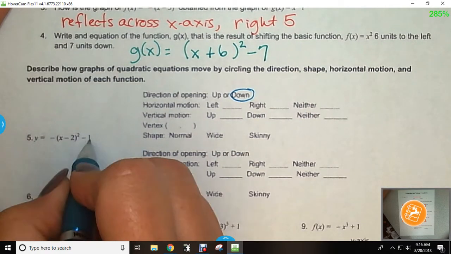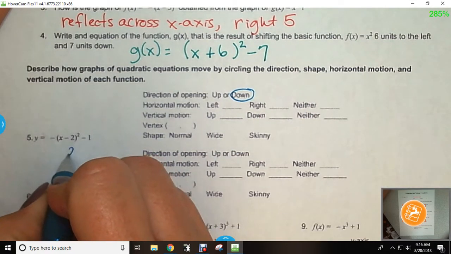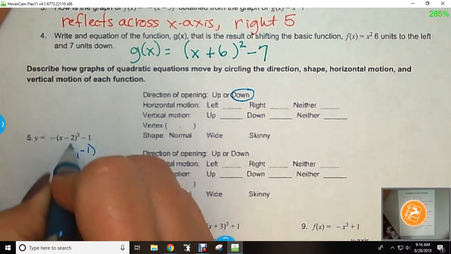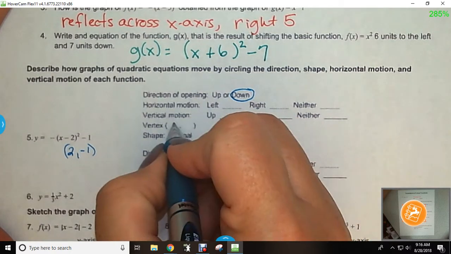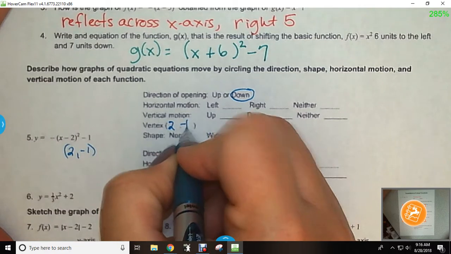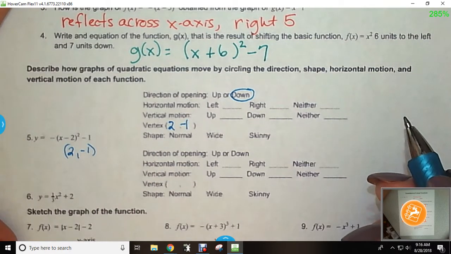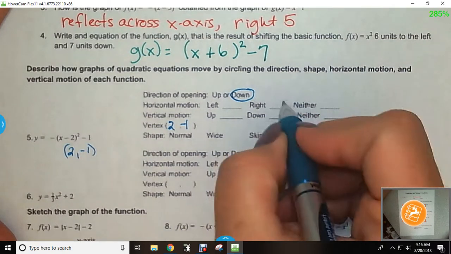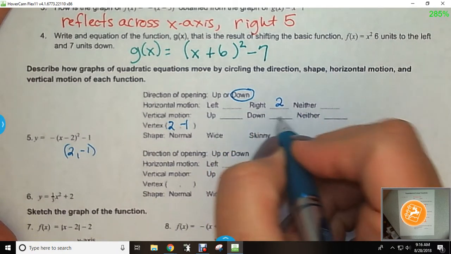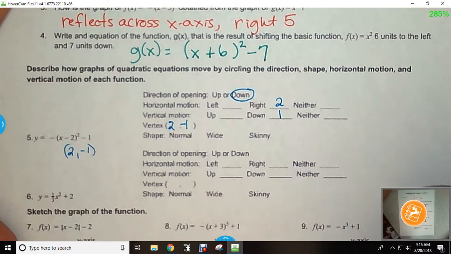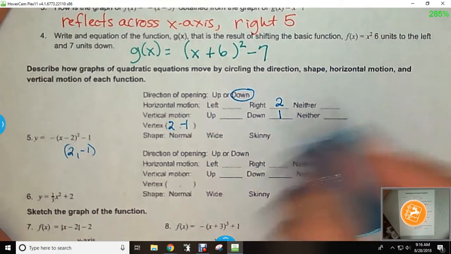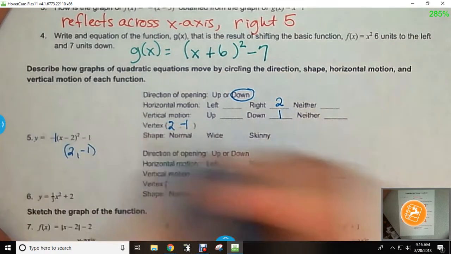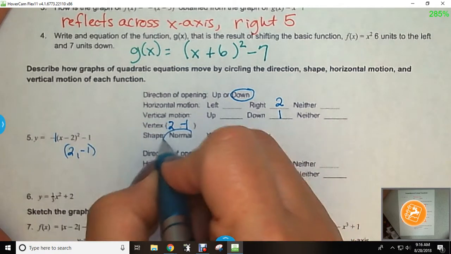Then I'm going to take my ordered pair from here, the opposite and the same. That is your vertex. And when we're talking about horizontal motion, to get from the origin to here, I'm going to have to go right 2, down 1. And is this the normal size or shape for a parabola, or is it wide, or is it skinny? Well, my coefficient is a negative 1, so it's going to be normal.